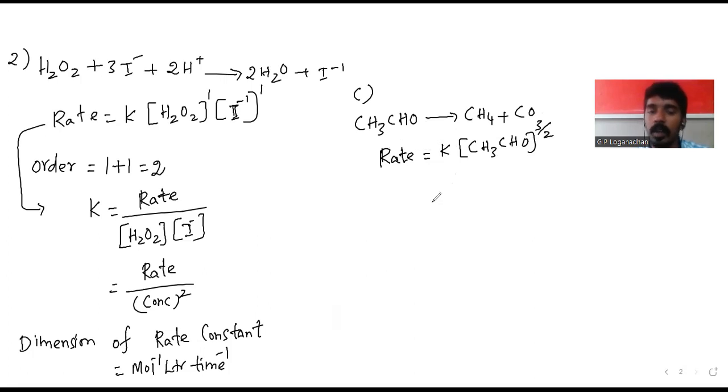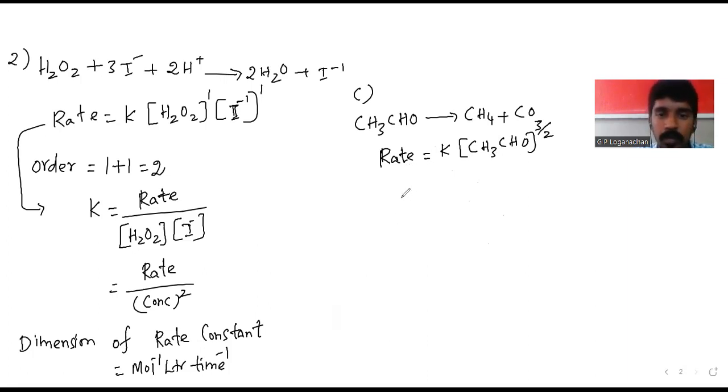For example, if the concentration of CH3CHO is doubled and the rate of the reaction is increased by 4 times, then you will take power 2. If the concentration of CH3CHO is doubled and the rate of the reaction is also doubled, then you will take power 1. Like that, it depends. Whether we have to take 1, 2, 1 by 2 or 3 by 2 depends on experimental values, and that is why you have been given the question.